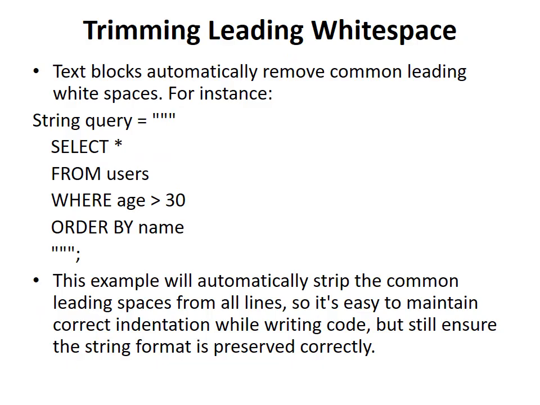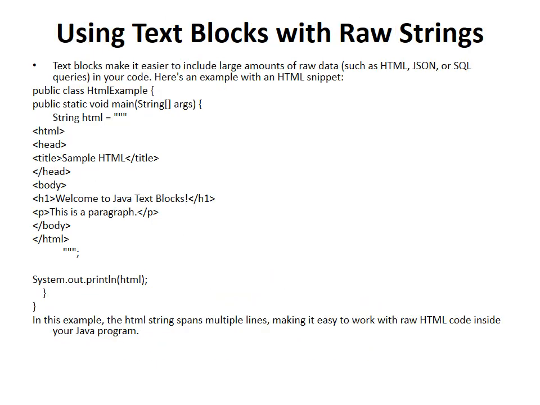So using text blocks we can handle leading white space in strings. Text blocks automatically remove common leading white spaces. String query is equal to, within the text block, the same query. Here it automatically strips the common leading spaces from all lines. So it's easy to maintain correct indentation while writing code, but still ensure the string format is preserved correctly.